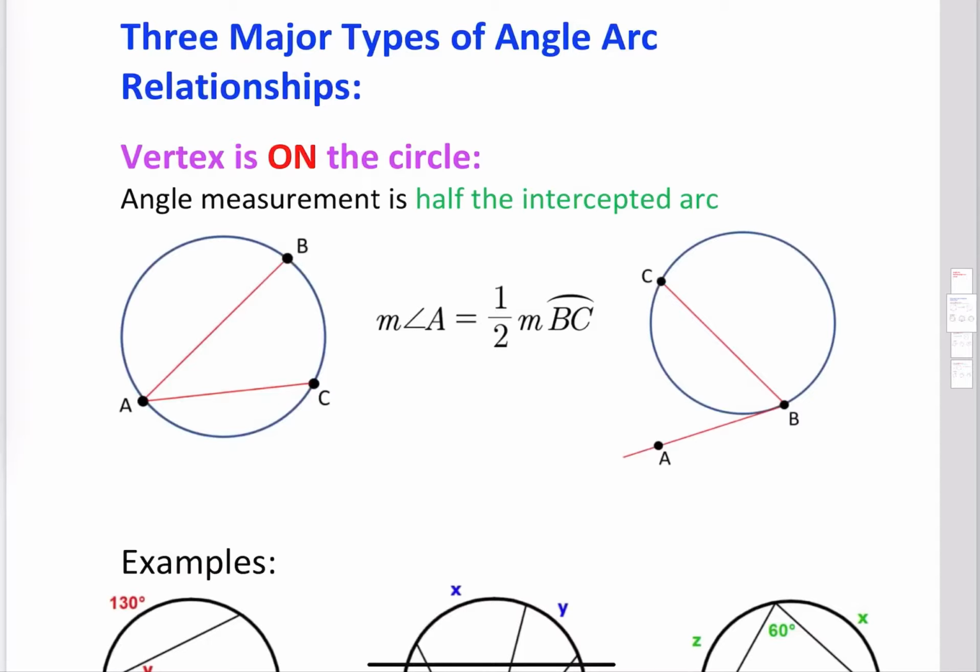And the first one is when the vertex of our angle is on the circle. So the vertex is on the circle. Now when that happens, that means the angle measurement is going to be half the intercepted arc. So here we have two examples.